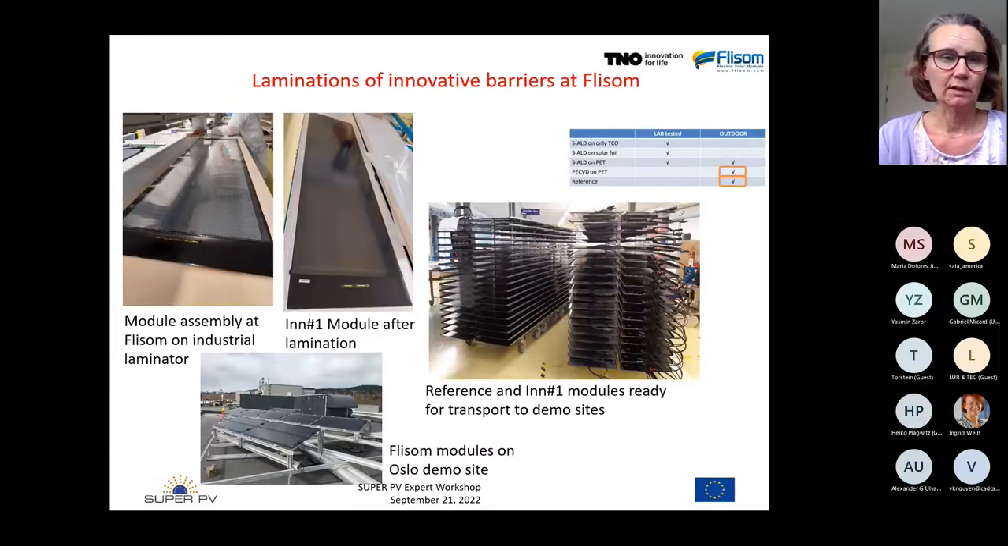So on these slides, I can give you an impression of the work done of the laminations at Vlissingen. So we see on the left the module assembly, where it's built up as described before, then a module after lamination, and on the right the racks filled with the Innovation 1, the PECVD foils, and the reference modules ready for transport to the demo sites. And on the bottom we see some of installed Vlissingen modules on the Oslo demo site.